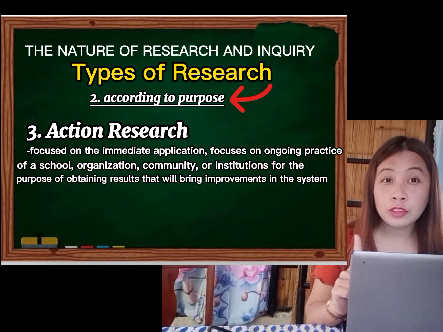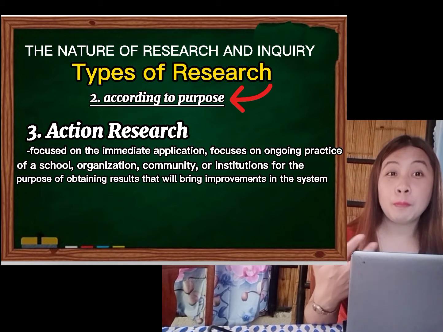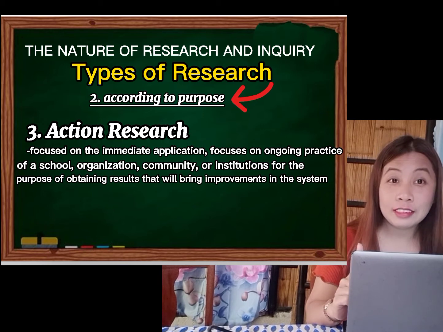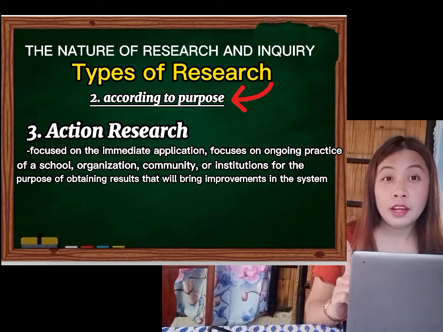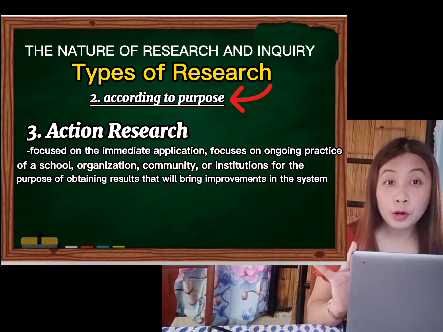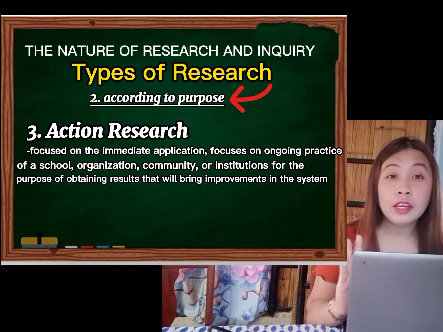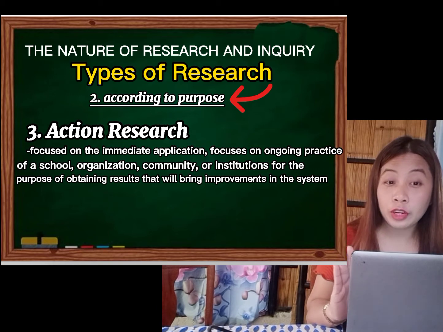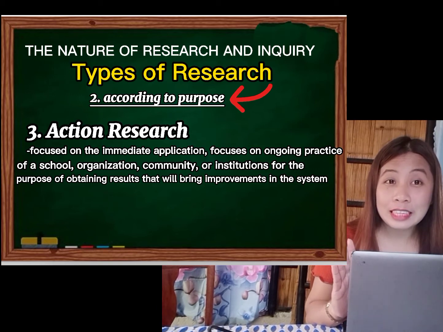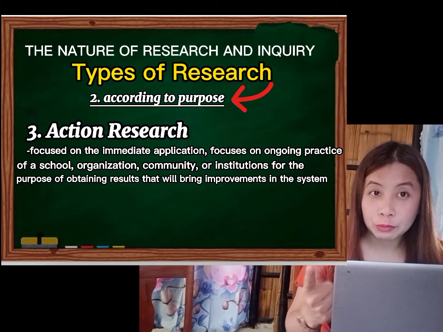Now, anong types of research yan based doon sa purpose mo? Kasi ang purpose mo is yun. That is, when we are talking about organization, when we are talking about program, when we are talking about institution, when we are talking about the system in the schools, well then, that is called action research.